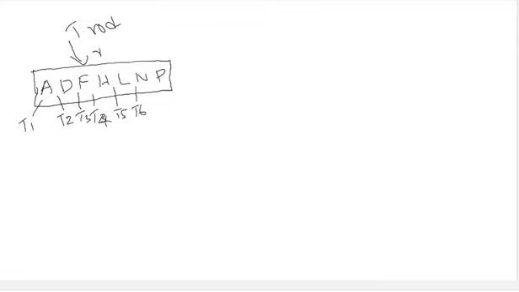Suppose this is a full node. When will this be a full node? We know that a full node means there will be 2t minus 1 keys. There are 7 keys, so if it is a full node, it means the minimum degree of this tree is 4. T is equal to 4, then this node is a full node. Then what will happen? It is a full root node, so we will split this.